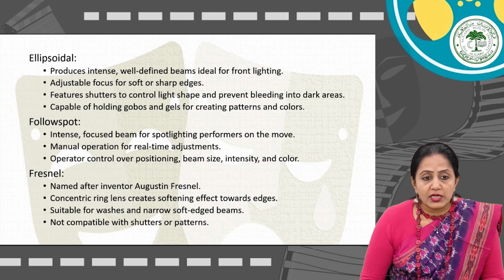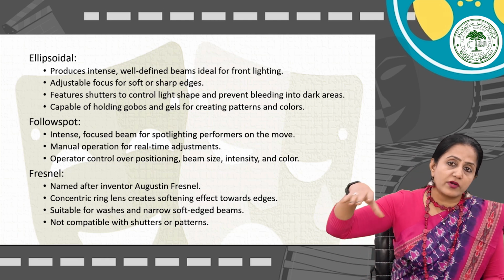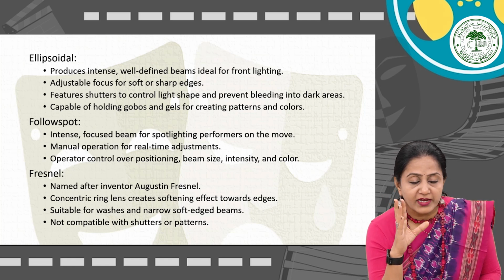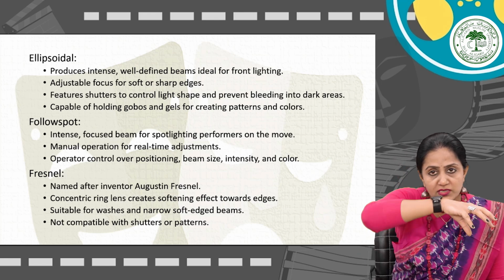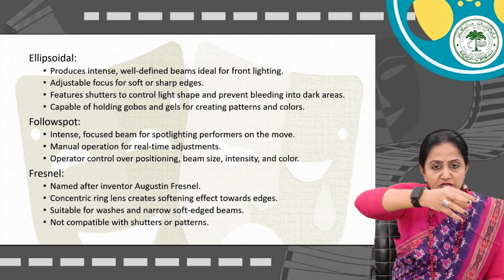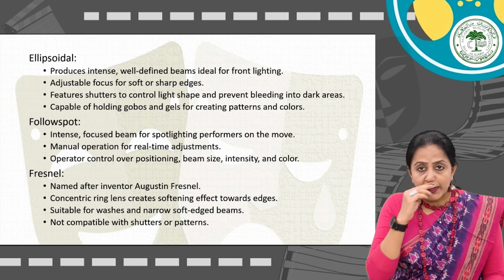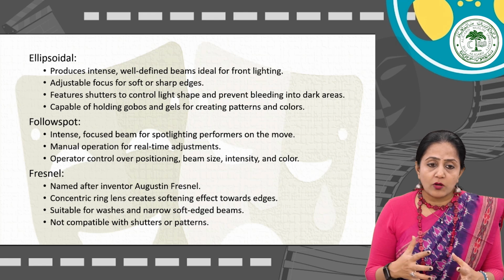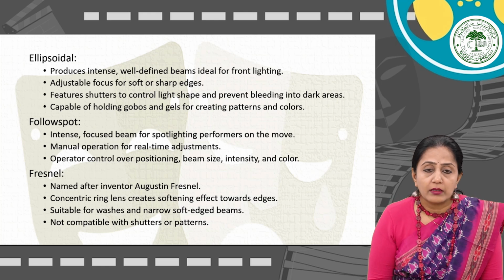Then follow spot. Intense focused beam for spotlighting performers on the move. When there is a performer on the stage and you want the audience to focus on a particular performer, with the help of light you can use this follow spot, a spot that is movable and can focus on a particular object when that object is moving on the stage. So you use follow spot for this. It is operated manually for real-time adjustments, and it also has control over positioning, beam size, intensity and color.